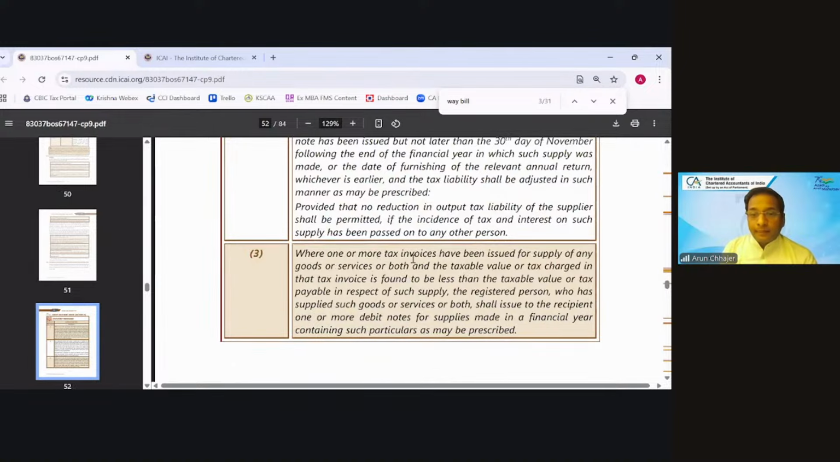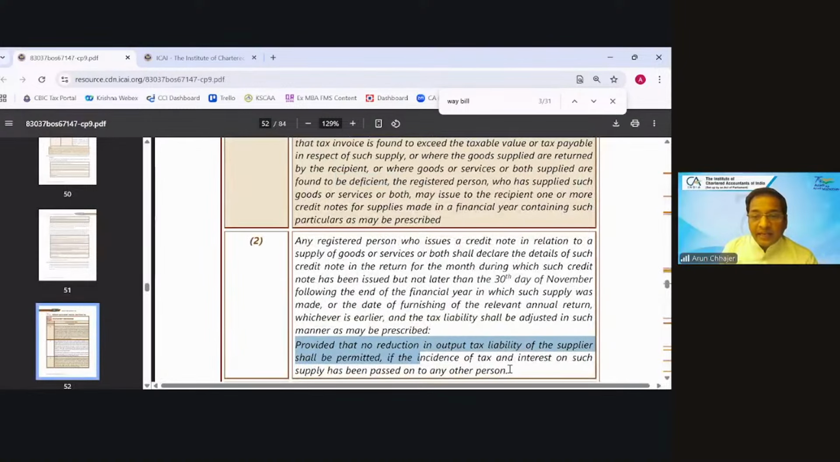Now, can I reduce my liability in the credit note? See, a very, very important point. The reduction in the output tax liability shall be permitted if the incidence of the tax has not been passed to any other person. Now, the meaning of incidence of the tax passed to any other person is when I have collected the tax from the customer.